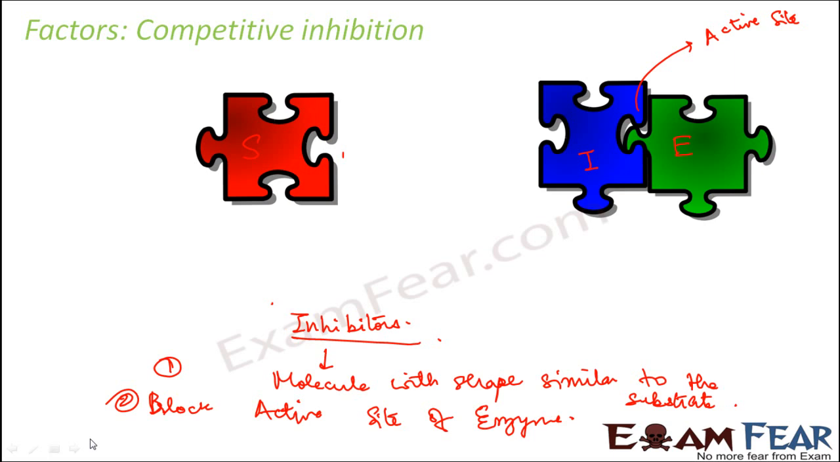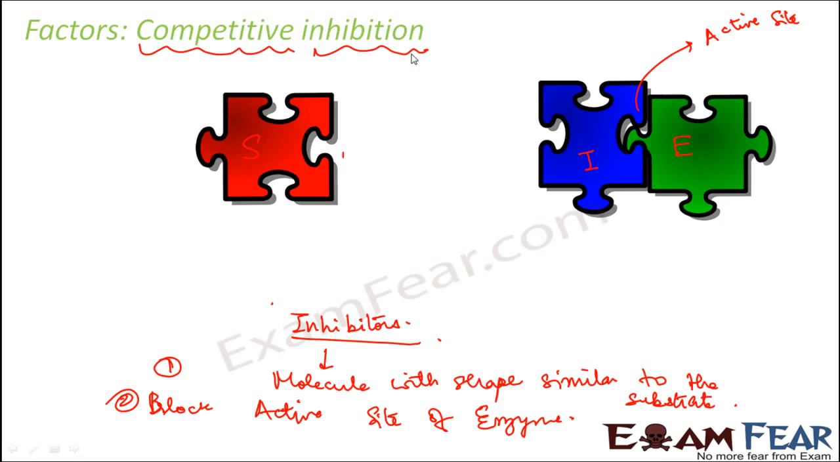So this is all about inhibition. Now since here this inhibitor creates a competition with the substrate, there is a competition between the substrate and the inhibitor to occupy the active site. That is why it is known as competitive inhibition. So these were some of the factors which affect the enzyme activity.